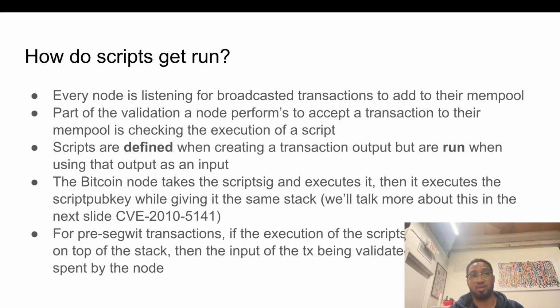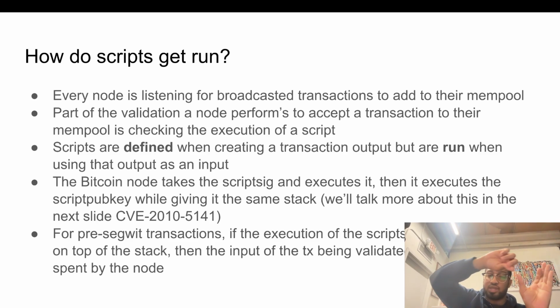The scripts that you're defining, that you made your address from, are actually executed when you're trying to spend that output with your script on it. The Bitcoin node takes the script sig and executes it. So actually when you use the output with the script pub key on it, when you spend it, you typically put this extra piece of data called the script sig. So script sig and the script pub key.